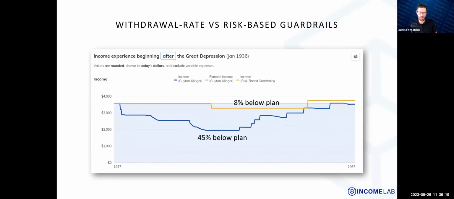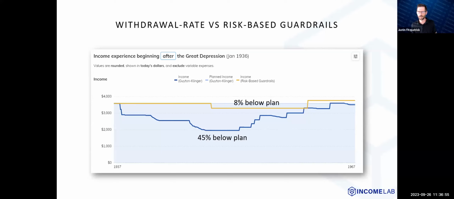What about this particularly bad period in the Great Depression? So starting in 1936. One reason this is a little bit worse than 29, and Bengen also mentions this in his article in 94, was that there was a lot of deflation in the early Great Depression, which helped a lot of plans. So this skips some of it, but we still get some of the bad returns. And so I end up, again, decreasing quite a bit. I'm 45% below plan with Guyton-Klinger. I am 8% below plan at worst with risk-based guardrails.